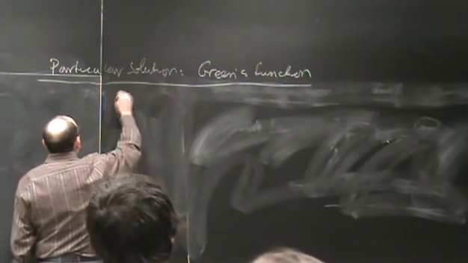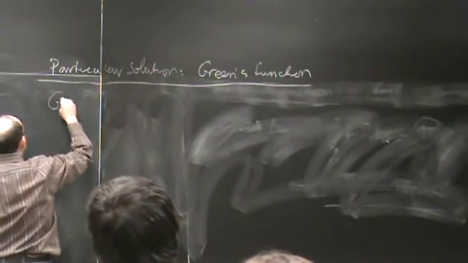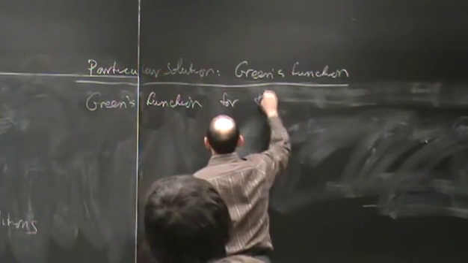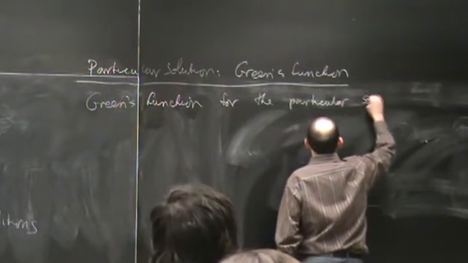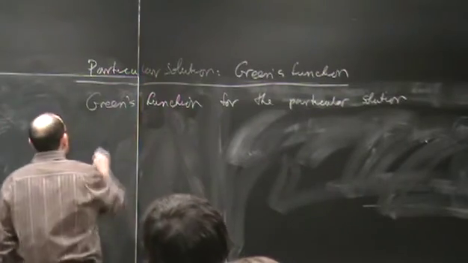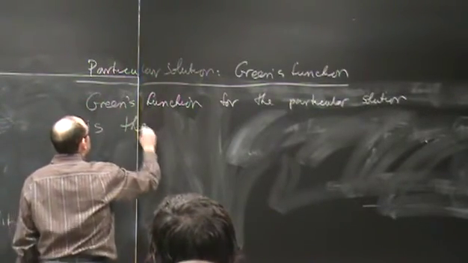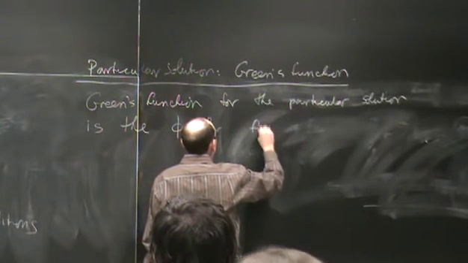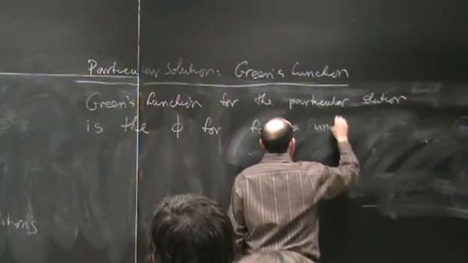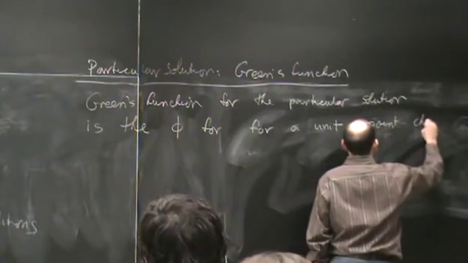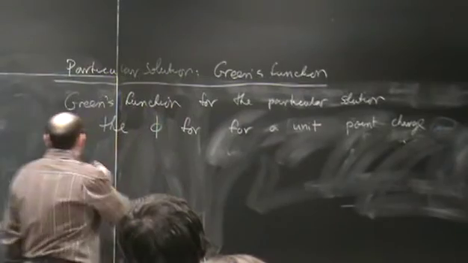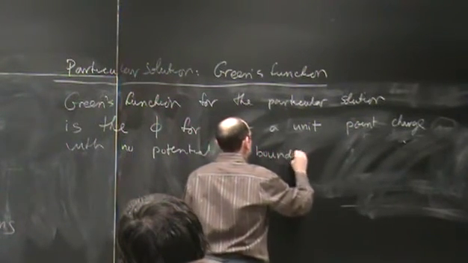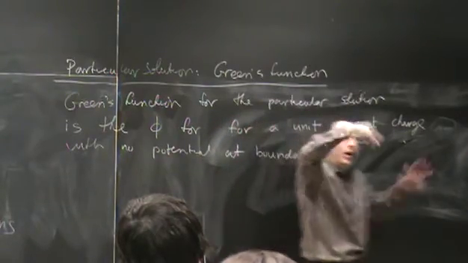So, the idea then is that the Green's function for the particular solution is the potential for a unit point charge, with no potential at boundaries. So I'm not putting conductors around or anything. This is the only thing in the problem.